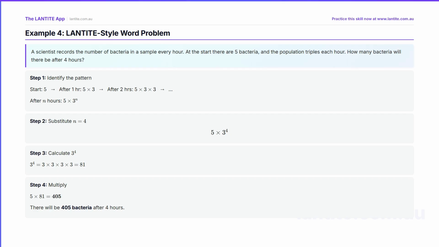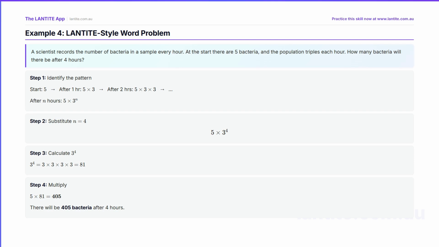Here's a LANTITE-style word problem involving exponential growth. A scientist starts with 5 bacteria, and the population triples every hour. How many bacteria after 4 hours? First, identify the pattern. At the start, there are 5. After 1 hour, each bacterium has tripled, so there are 5 times 3. After 2 hours, it's 5 times 3 times 3, or 5 times 3 squared.